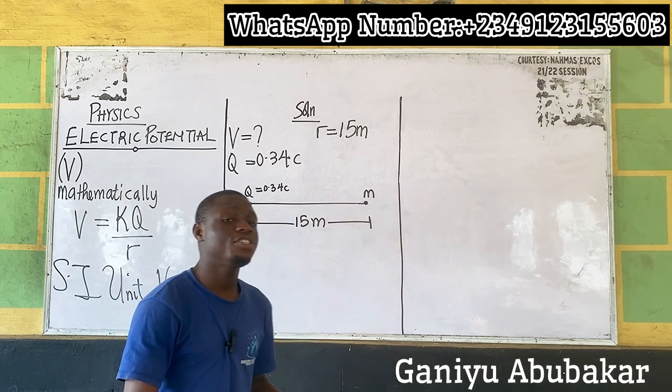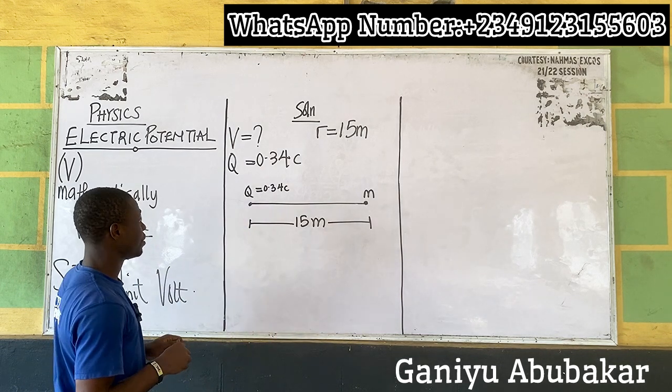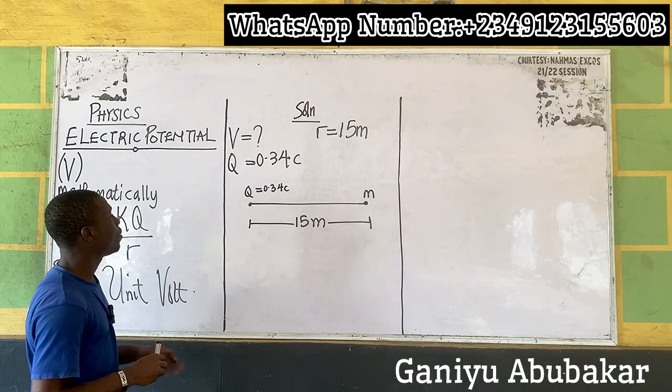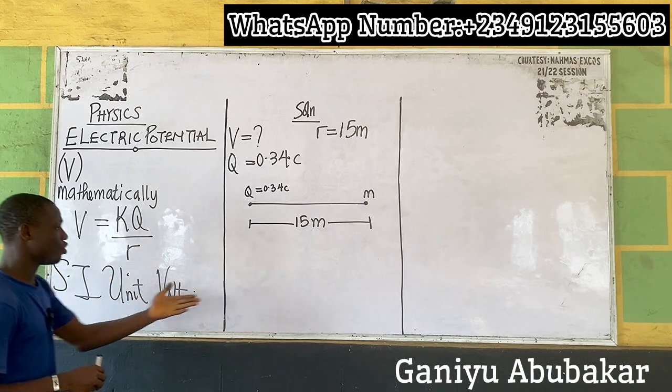So first things first, try to draw out the diagram. So I have my diagram in this case. Let's proceed, please. Let's get the value of V. We said V is of course KQ over R. So I have to recall.